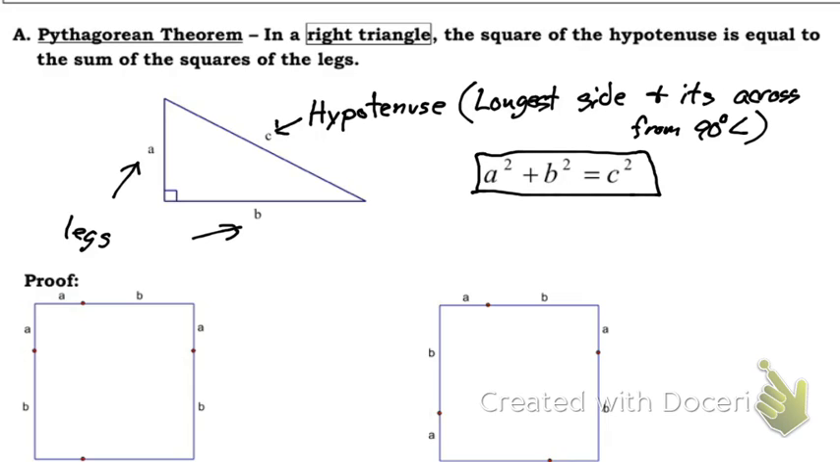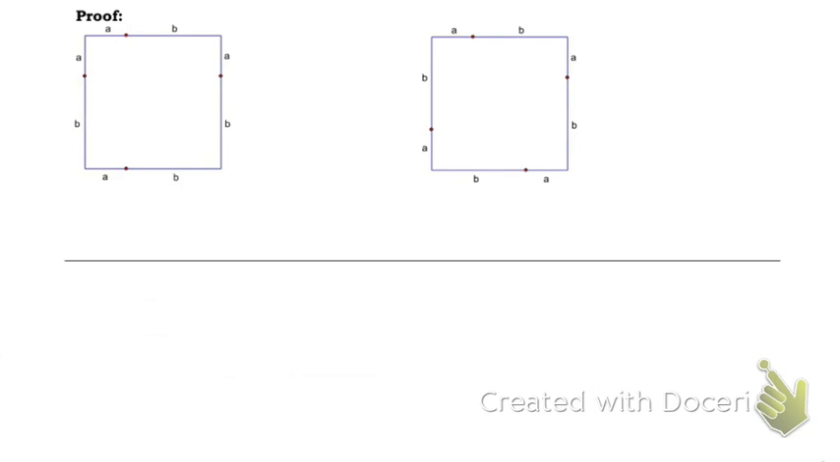Now, before we're going to use this, we're in geometry, and geometry is filled with proofs and stuff, so we're going to prove it first. But it's not going to be like a two-column proof. This is what's called like a geometric or an algebraic proof. We're going to look at it picture-wise and area-wise, and we're going to actually solve for a squared plus b squared equals c squared. So that leads us to these two shapes.